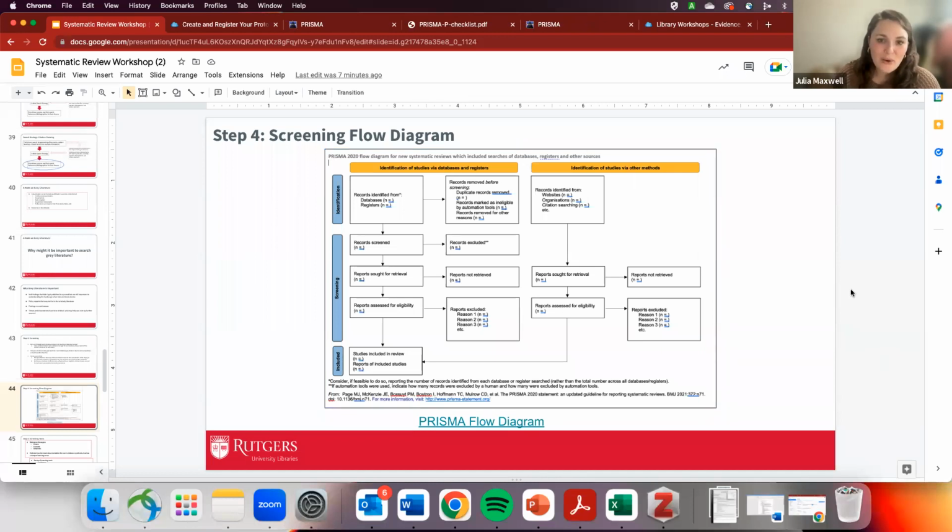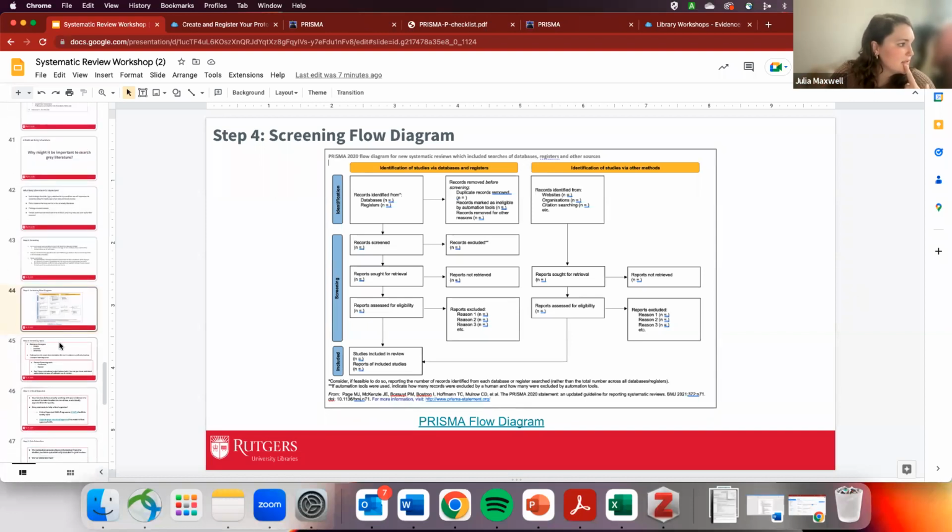Questions about flow diagrams? You can see you really have to keep track of everything that you're finding. So if you're using EndNote or another citation management system, I would say for the folder that you download for each database, put the number of records in the folder name. That way you're really keeping a close eye on everything that you find.